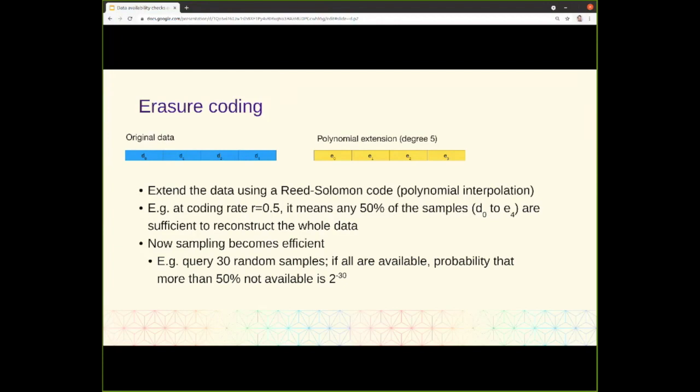So if we query like 30 random samples and all of those are available, then the probability that more than 50% are not available, which is the requirement, because otherwise, if more than 50% is available, then we can always reconstruct the data, right? So if you want to hide anything, you have to hide more than 50%. Now, if you only do those 30 random samples, then the probability is already 2 to the minus 30. So that's 1 in a billion. It becomes very hard to hide the data even by taking a small number of random samples.